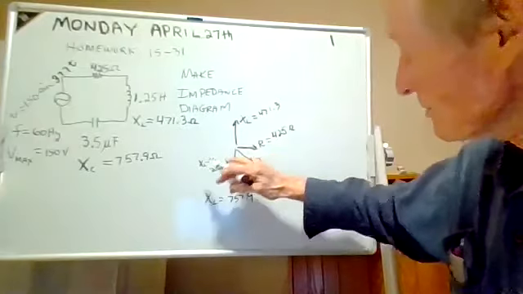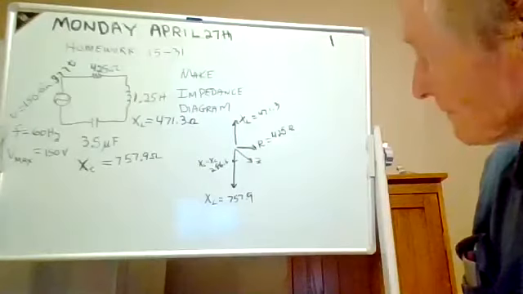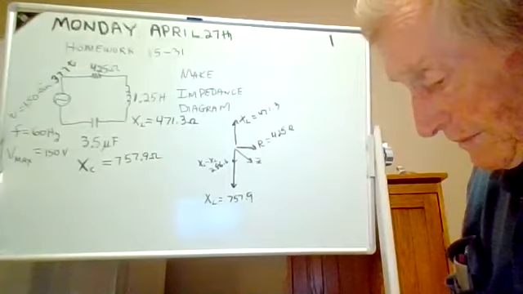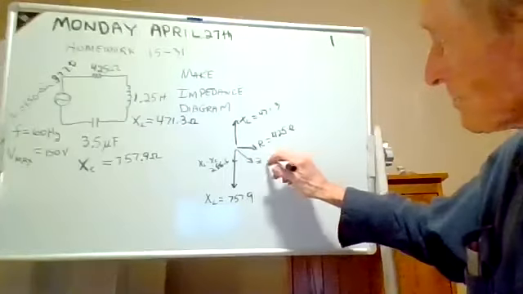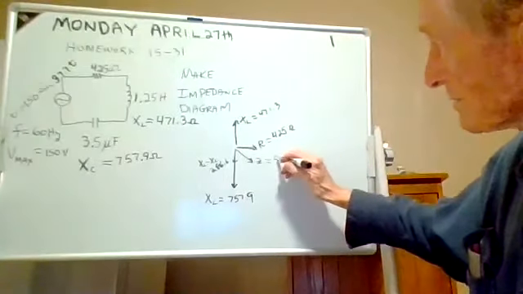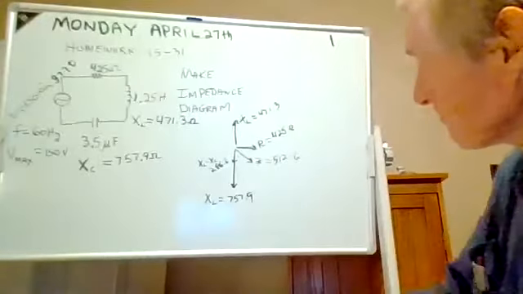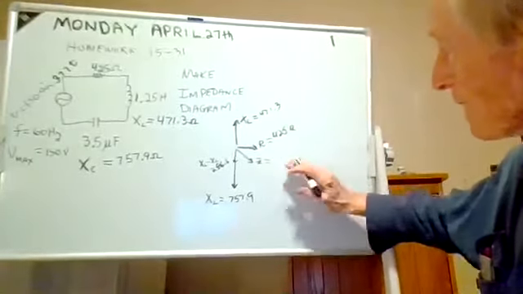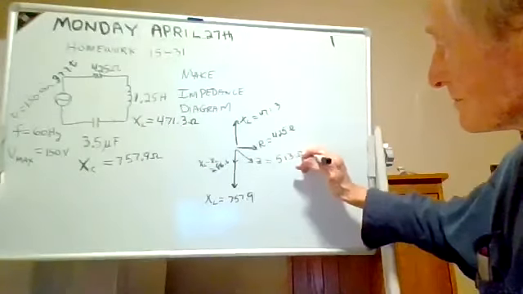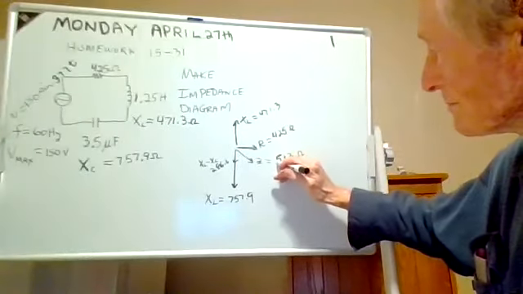You have to square this, take the square root. Let me do that. I'm getting 512.6 for the impedance. We could be lazy and just call it 513. That's good enough. So we've got the impedance now, it's 513.